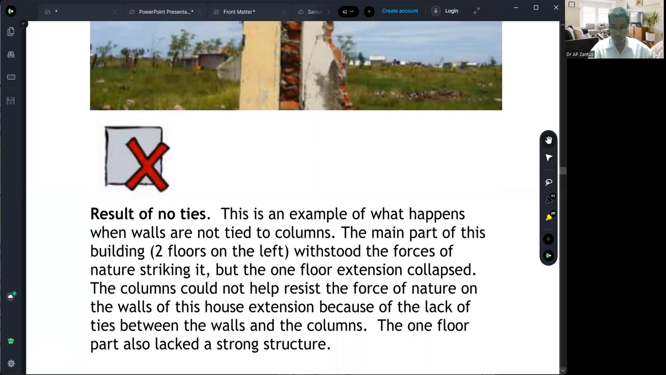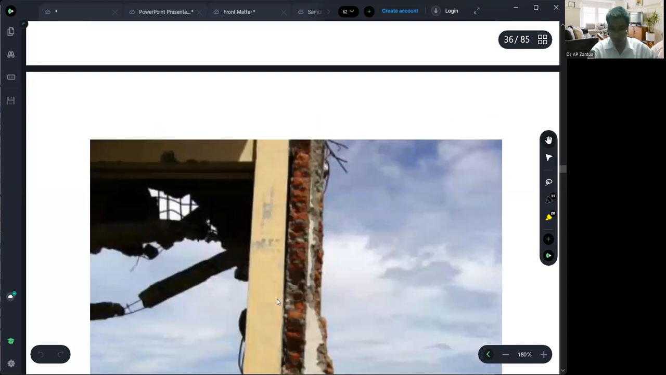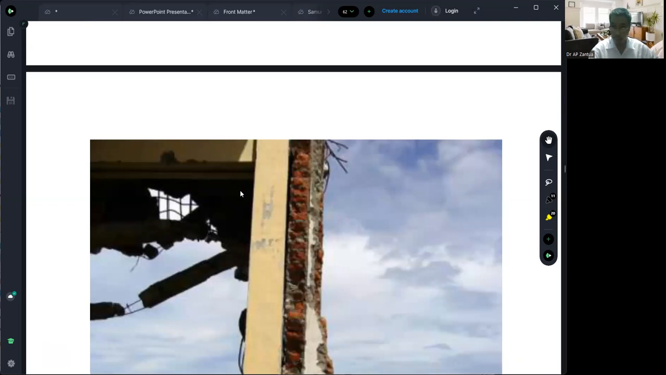The one-floor part also lacks a strong structure. So where is the column? Here. This column, there is supposed to be a wall here. This column should have a protruding connector here, and this beam should also have a protruding connector. The wall collapsed, but as we can see, there is no connection of the wall to the columns and to the beam.